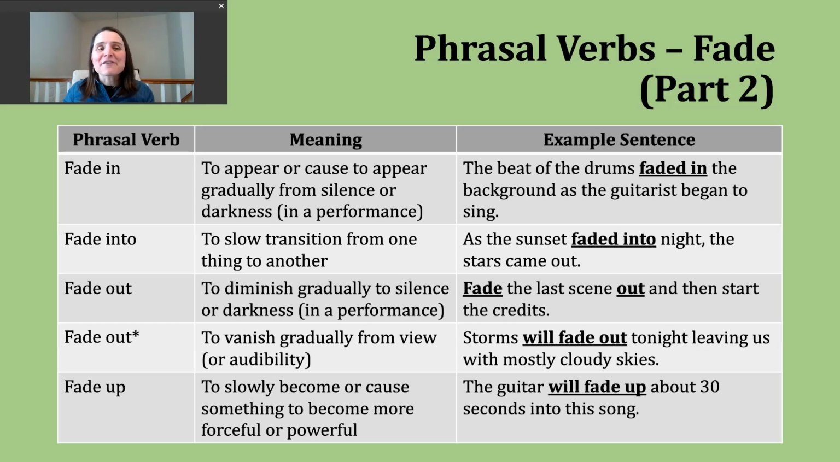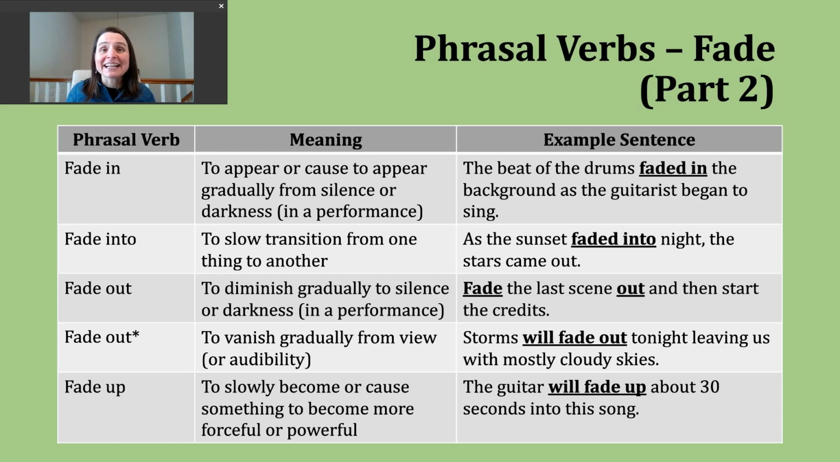Another phrasal verb you might encounter is to fade into. This is usually used to talk about some kind of slow transition from one thing to another. An example of this: as the sunset faded into night, the stars came out. Okay. My first two examples on this page of my notes are both simple past tense. We're kind of talking about that transition of a period or time where the sun is setting or going down.